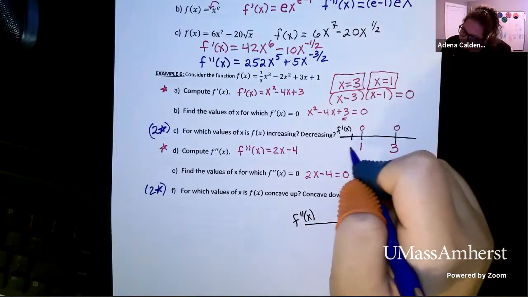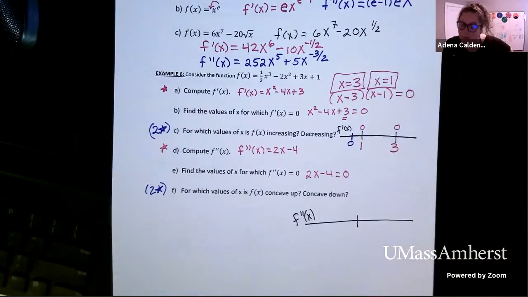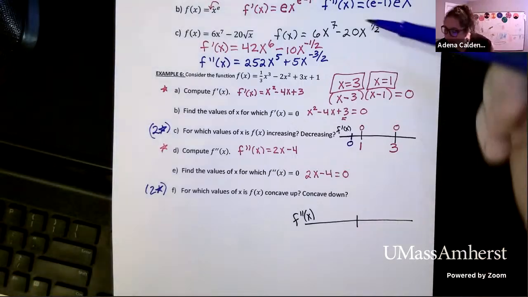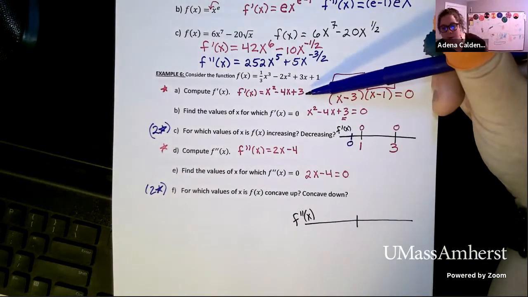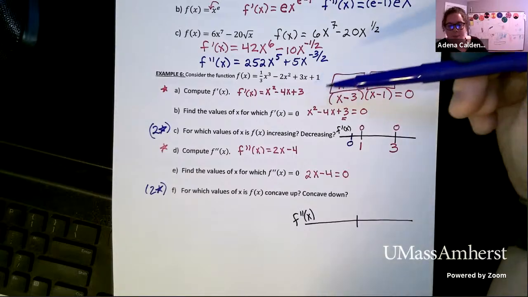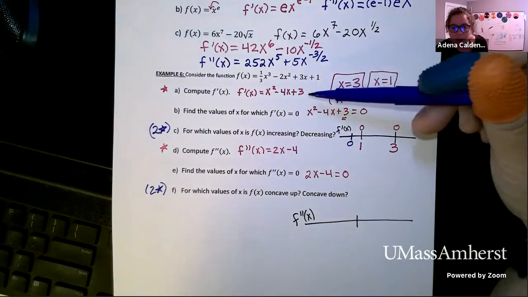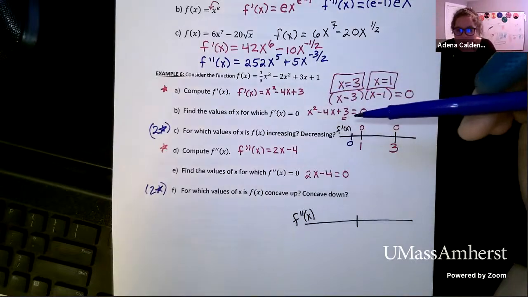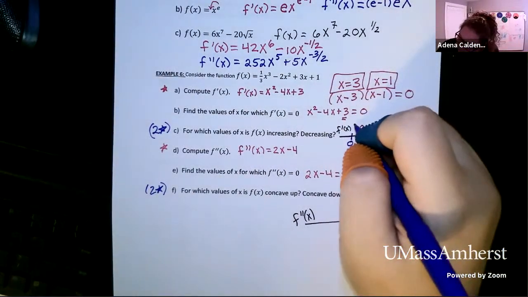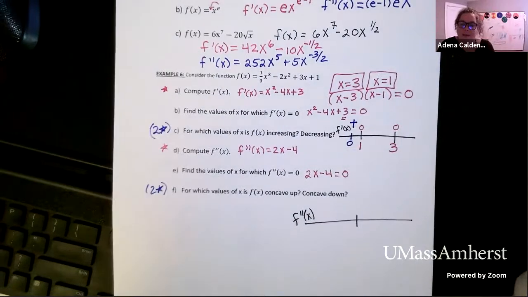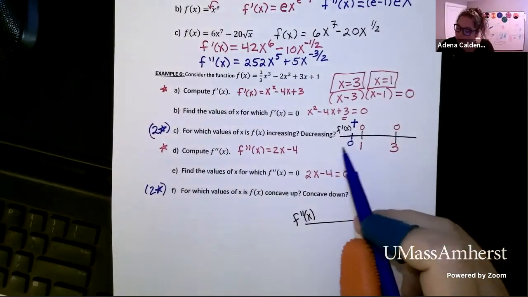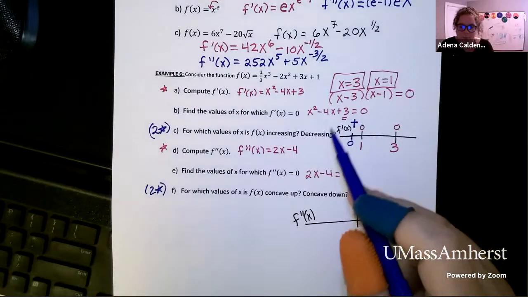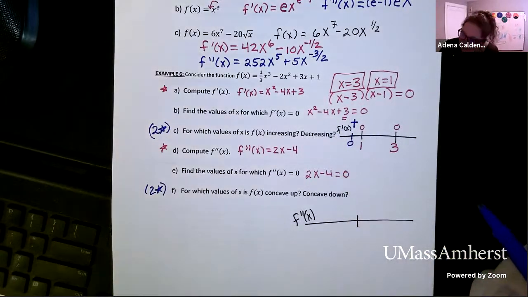So to the left of 1, I'm going to pick 0, right? I'm going to pick numbers that are easy to think about. If I plug 0 into my first derivative, right? I can plug it in here, I can plug it in here, it doesn't matter. But I'm going to get positive 3. The 3 itself doesn't matter. What matters is that it's positive, because that means that to the left of 1, my original function is increasing, right? Because the derivative is positive.